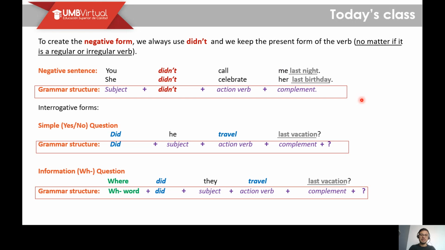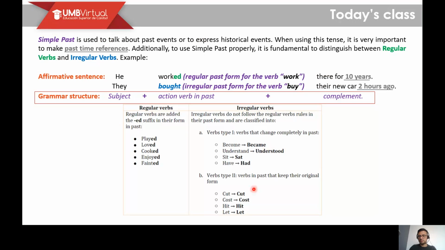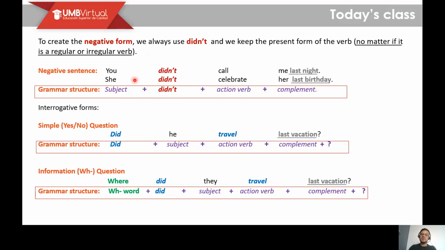Let's see the negative form. In the negative form, we need to include the auxiliary for past, that is didn't. When you find didn't or did not in a sentence, it automatically changes the conjugation of the verb. So for example, in here, you called me last night. You didn't call me last night. It means that you are conjugating the verb call, but look at it. We need to write it not with ed, or the irregular form, but we are leaving it in the base form.